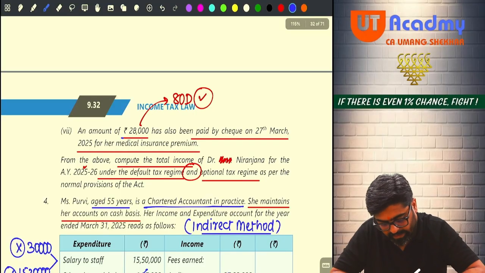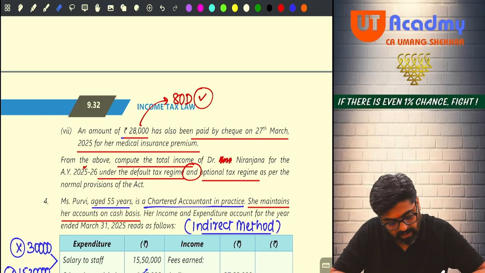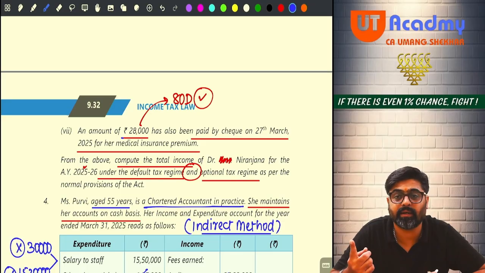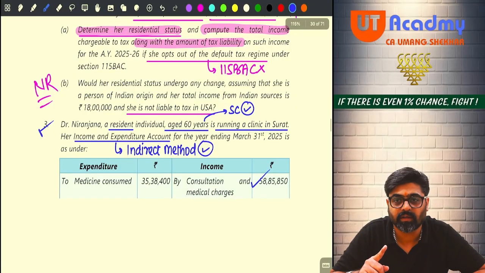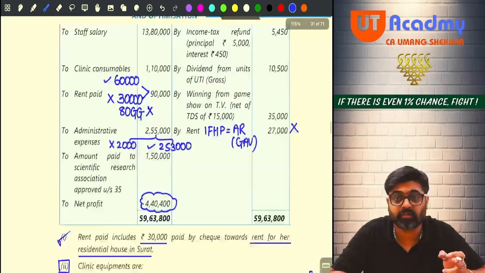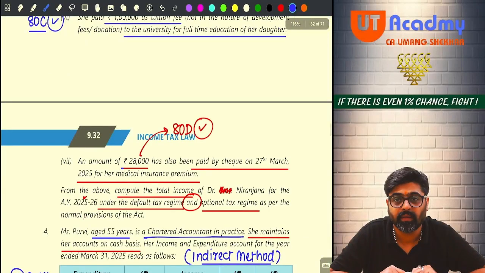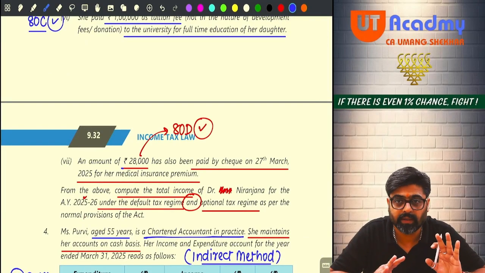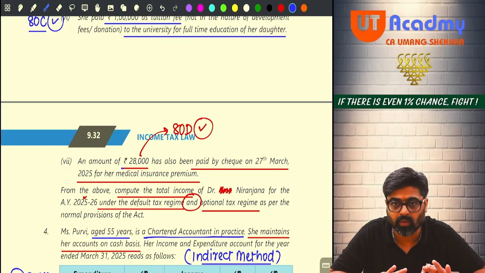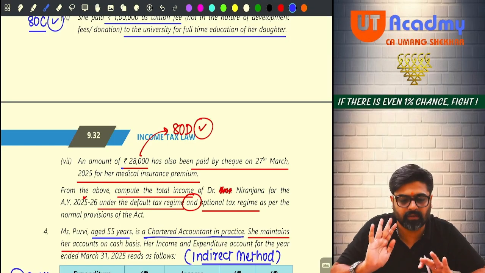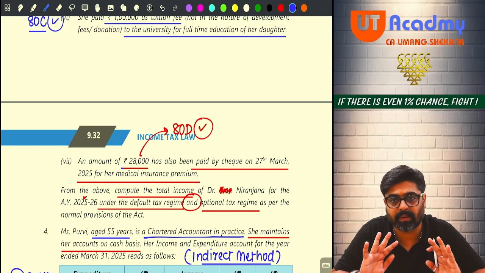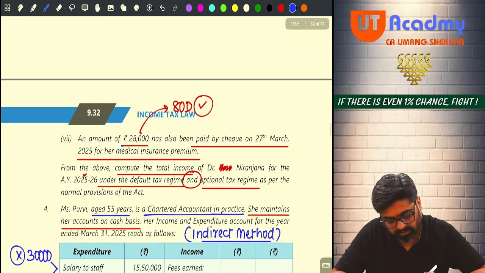Now see, an amount of 28,000 has also been paid by cheque on 27th of March for her medical insurance premium. Is she a senior citizen? Can you see senior citizen? She is a senior citizen, first line only. And for herself, she is paying a medical insurance premium. So will that insurance premium be allowed? Yes, it is paid by cheque, hence it will be allowed. But the limit will be 50,000. So subject to 50,000, this entire 28,000 can be claimed as a deduction. Yes or no? Next one.